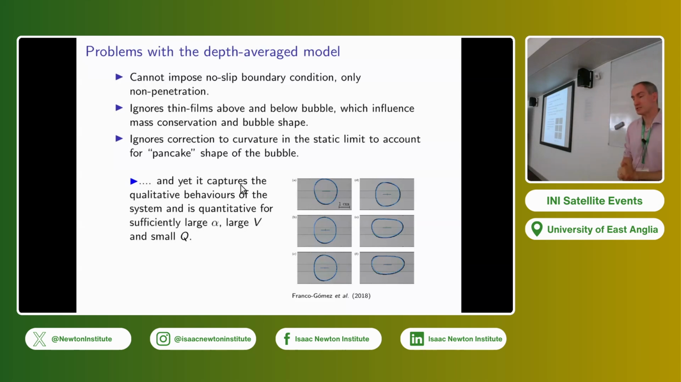It also ignores the correction to the curvature to account for the fact that this bubble is really pancake shaped. There's a dimple or section. And yet, it appears to capture the qualitative behaviours of the system, as far as we know, and it's quantitative for sufficiently large alpha, so that's aspect ratio, sufficiently large bubble volumes, and small enough flow rates. And here are some overlays of experimental results in black and simulation results in blue, from an earlier paper. It's not always quantitative, but it is always, as far as we can tell, qualitative. The essential physics appears to be in there.